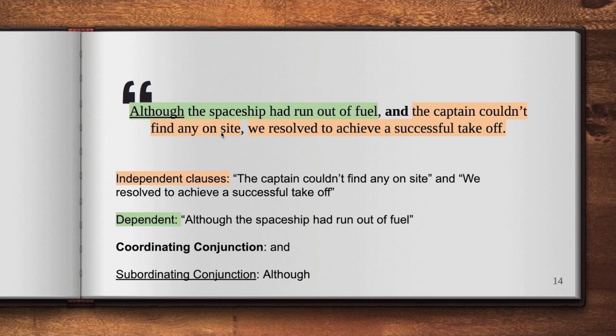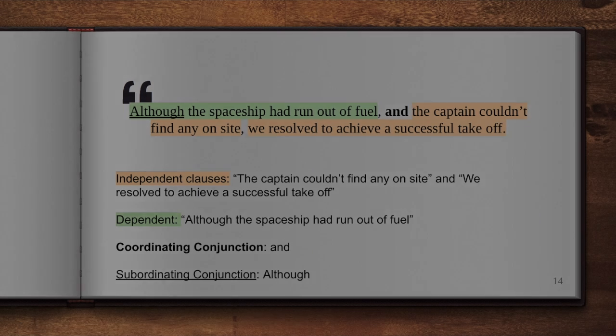That could stand alone as a sentence on its own. We resolved to achieve a successful takeoff. That could also stand alone. So then we have our 2 independent clauses, our dependent clause, a coordinating conjunction, and a subordinating conjunction. If you use that formula, kind of like you would in math, you'll be just fine.